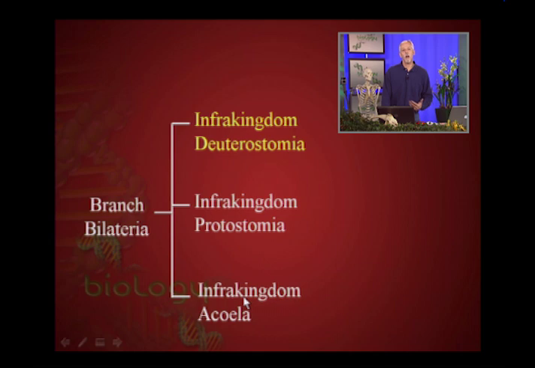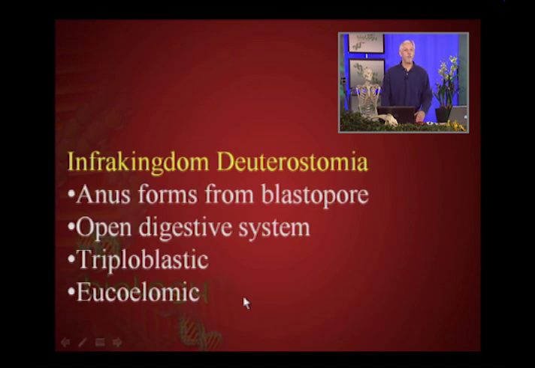Okay, next then I want to move into our last infrakingdom, which is the infrakingdom Deuterostomia, or the so-called deuterostomates. And the deuterostomates take their name from the fact that the anus forms from the blastopore. So going back to that gastrula stage, that first opening that forms the gut then becomes the anus rather than the mouth. Again, they will have an open digestive system.